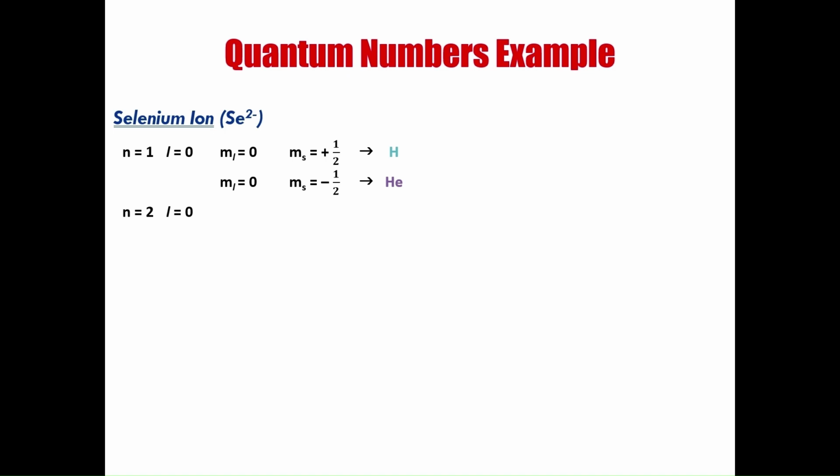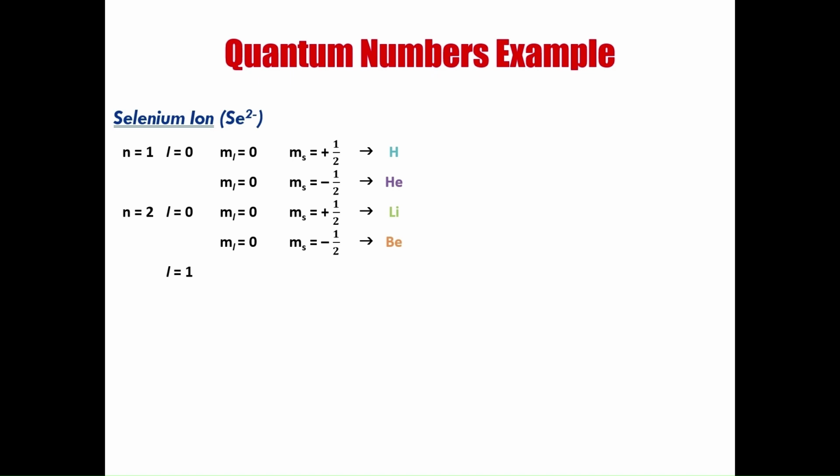level. Its ML will again be 0, and I'll place a positive 1/2 electron. Now I have the quantum numbers for lithium. The second electron will now be a negative 1/2, and this is beryllium. Now I've filled the s orbital in the second energy level, and I'm now going to move on to the p orbitals. I do this by writing L equals 1.